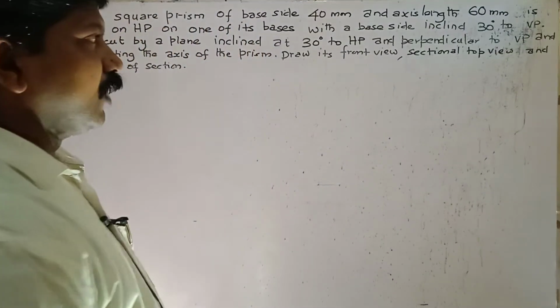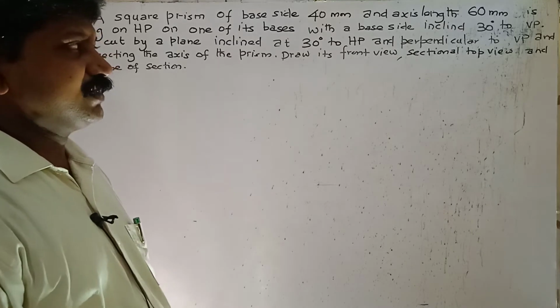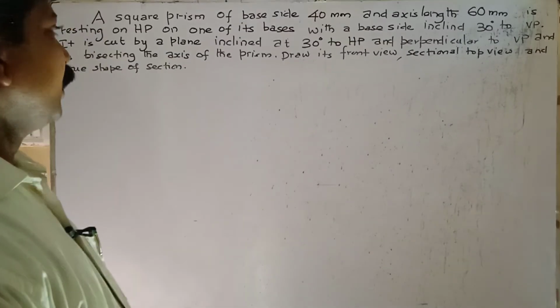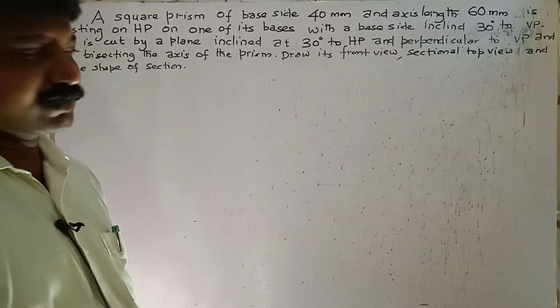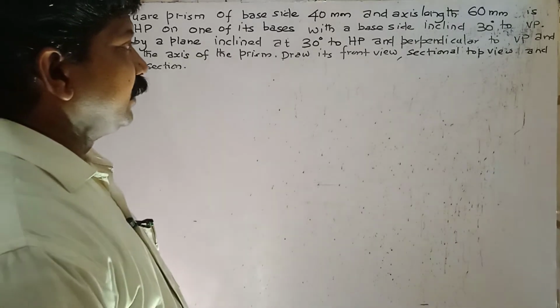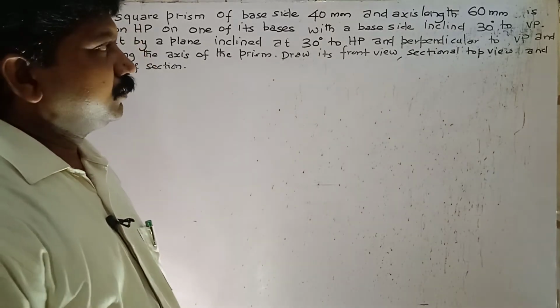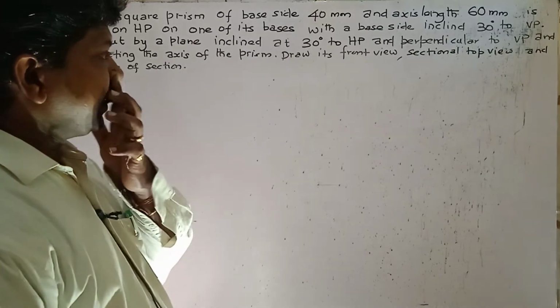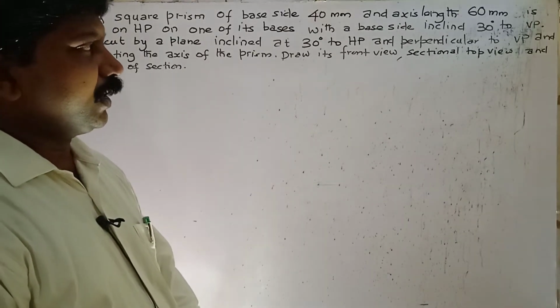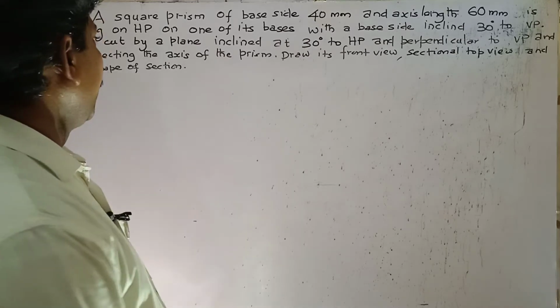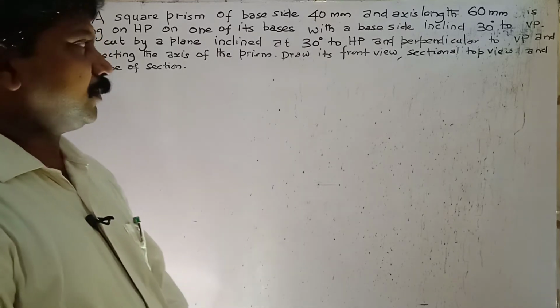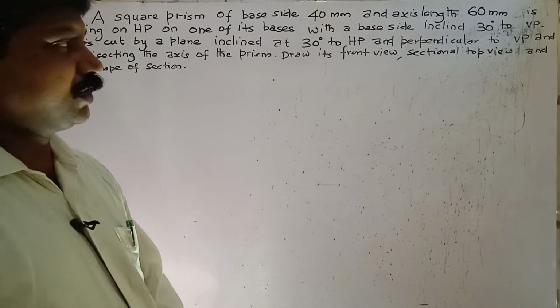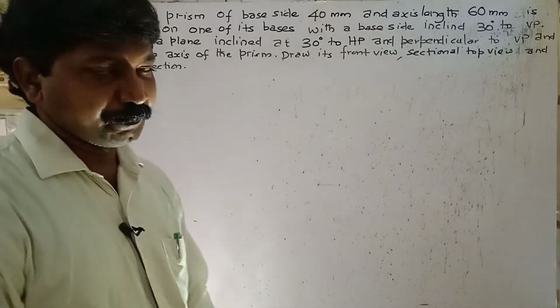A square prism of base side 40 mm and axis length 60 mm is resting on HP on one of its bases with a base side inclined 30 degrees to VP. It is cut by a plane inclined at 30 degrees to HP and perpendicular to VP and is bisecting the axis of the prism. Draw the front view, sectional top view and true shape of the section.